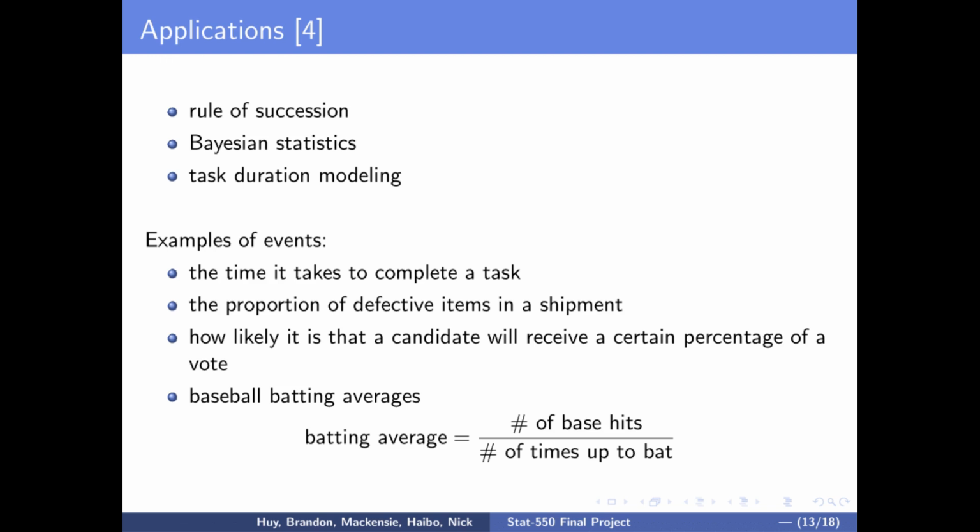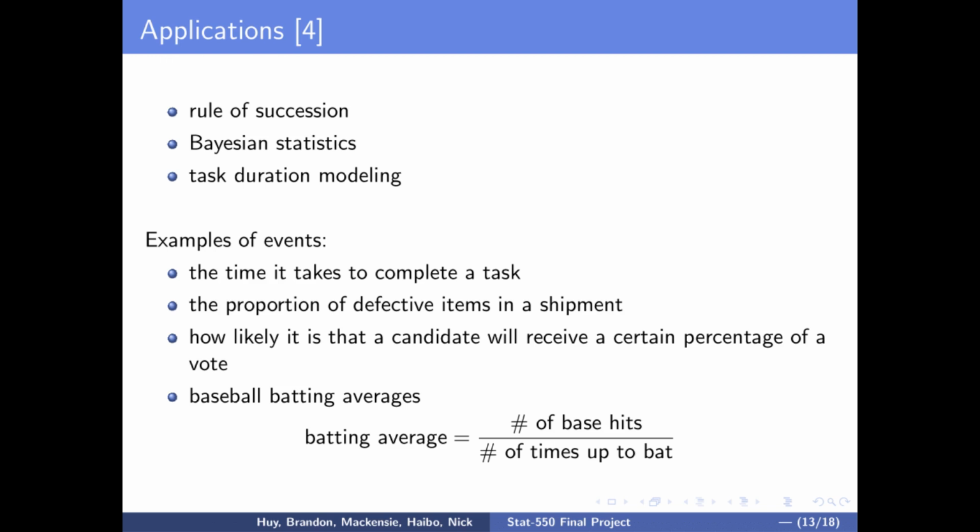Examples of events that may be modeled by the beta distribution include the time it takes to complete a task, the proportion of defective items in a shipment, how likely a candidate will receive a certain percentage of the vote, and my favorite, baseball batting average. For those who are unaware, baseball batting average is the number of base hits divided by the number of times a player is up to bat.